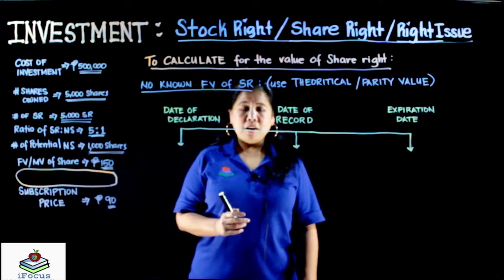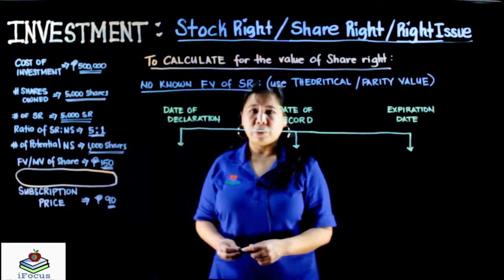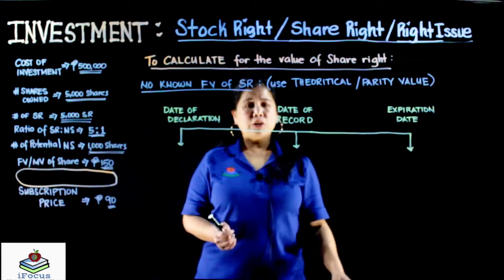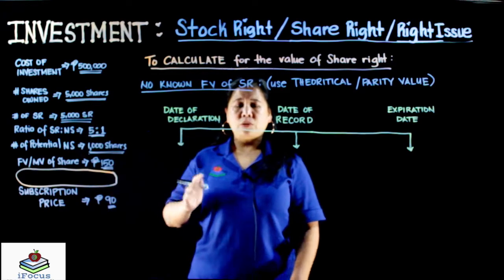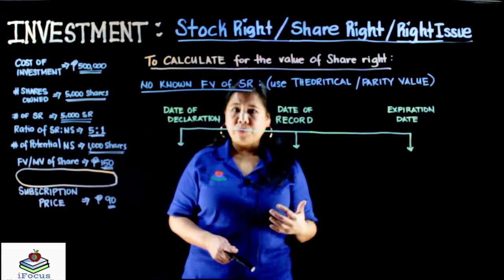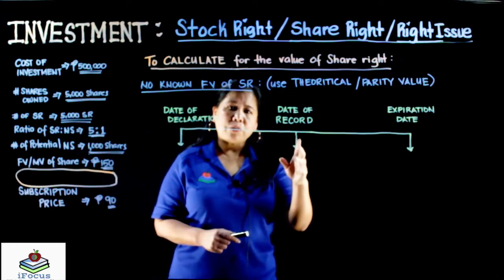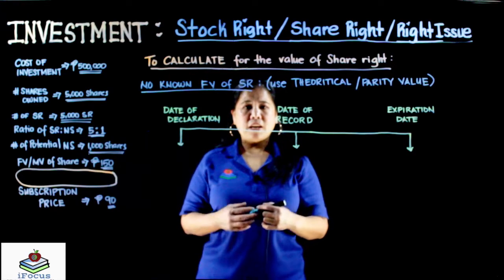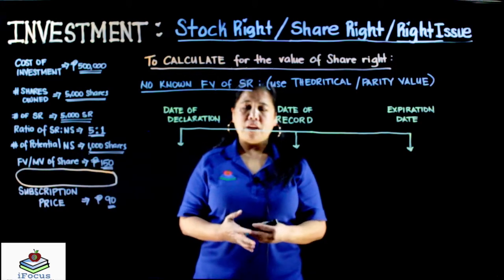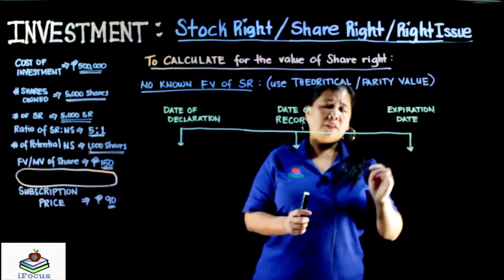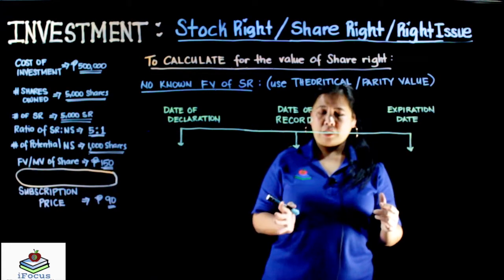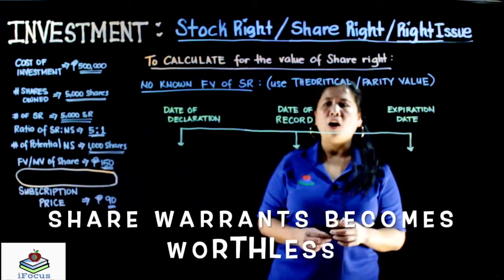Bago natin pag-usapan ang formula to calculate for the value of the share rights, alamin muna natin itong tatlong dates na ito. The date of declaration, the date of record, and the expiration date. So, date of declaration, ito yung day kung saan itong mga board of directors ng investee ay nag-approve na magdidistribute sila ng share rights sa mga existing stockholders. On the date of record naman, ito yung day kung saan yung mga nakarehistrong stockholders ang bibigyan ng share warrants. Ang share warrants, yan ang proof or certificate na meron kang stock rights. Expiration date naman, this is the last day na pwedeng i-exercise ng mga existing stockholders ang kanilang share rights. After the expiration date, worthless na po ang ating share warrants.